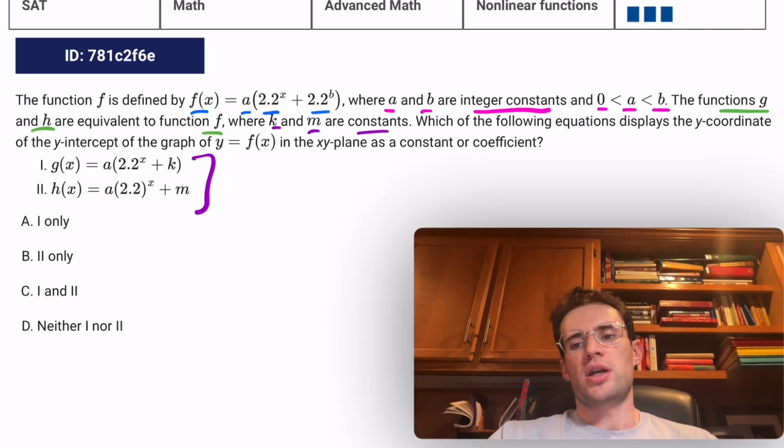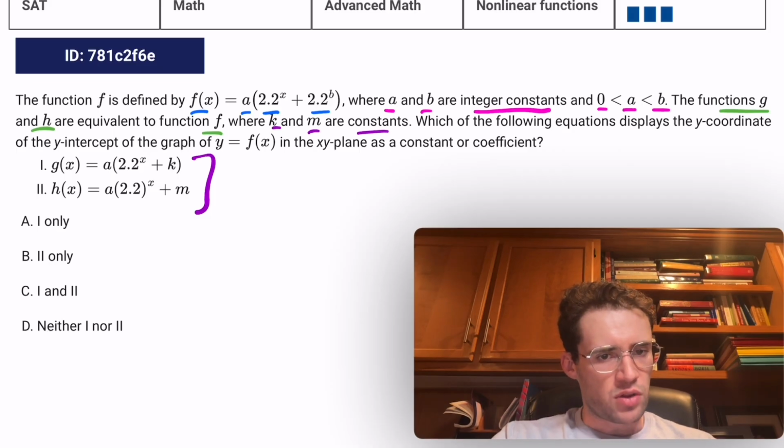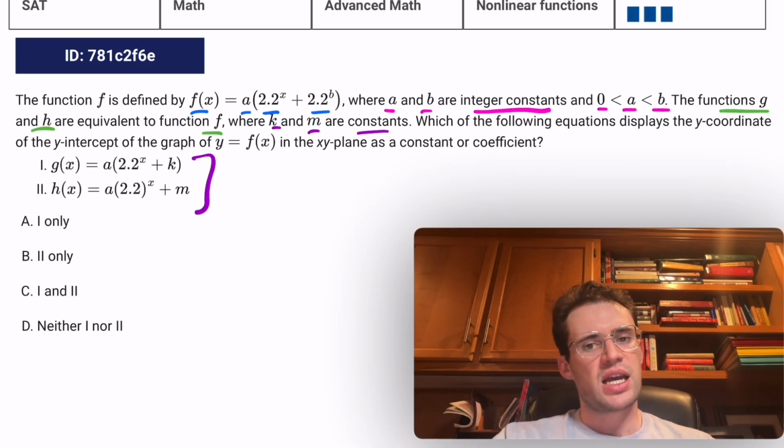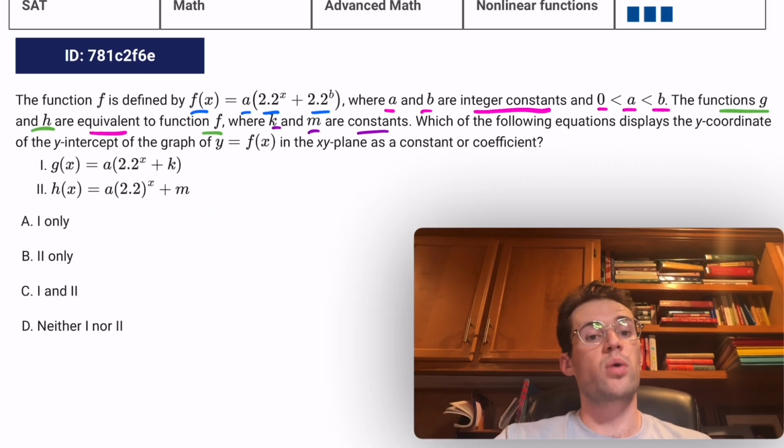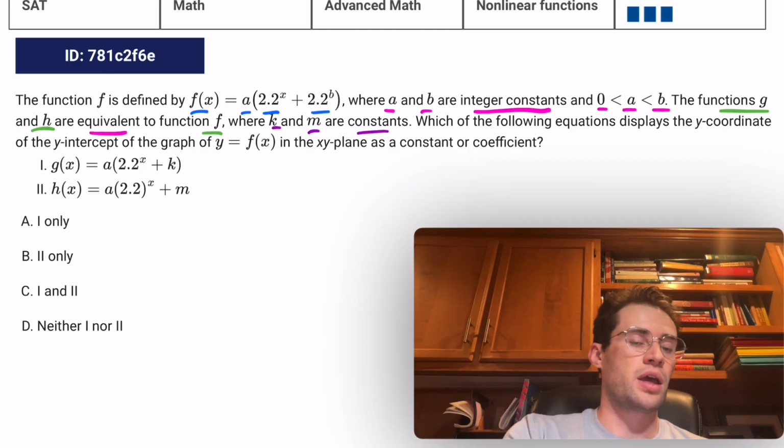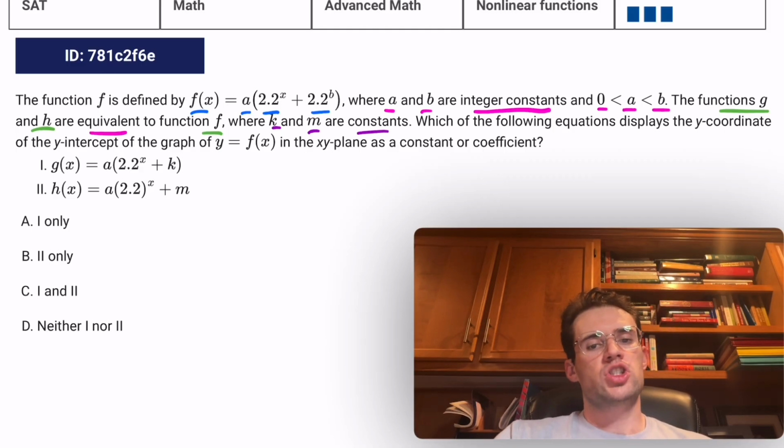Which of the following equations displays the y-coordinate of the y-intercept of the graph of y equals f of x in the xy plane as a constant or coefficient? The main thing that's important is that those functions are equivalent to them. It's just written in a different way. Interesting. Okay. So I guess the important thing to gain here, a being a constant is standard, right?